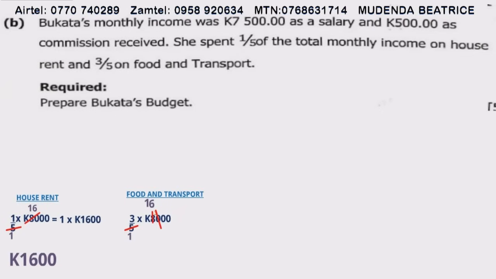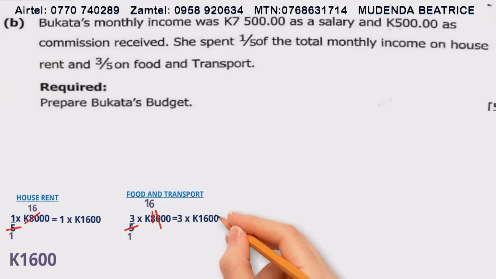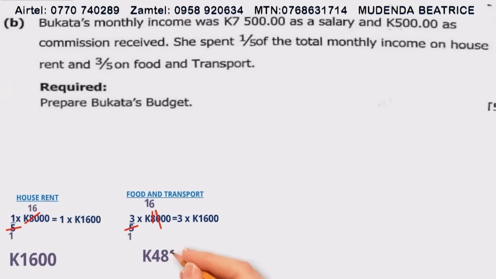So 1 into 3, it will be 3. Then 3, then we multiply 3 by 1,600. We write it here, 1,600. So 3 times 1,600, it will give us 4,800. 4,800 is the expenditure that Bukata made on food and transport. This is the expenditure of food and transport.